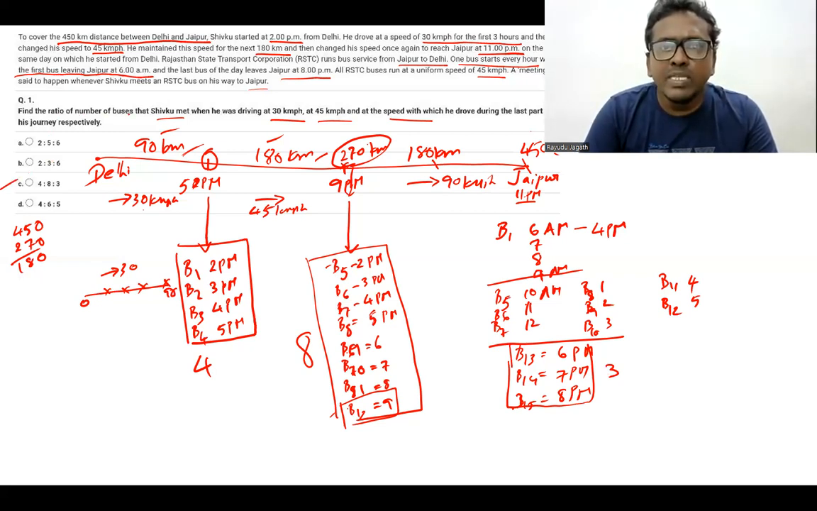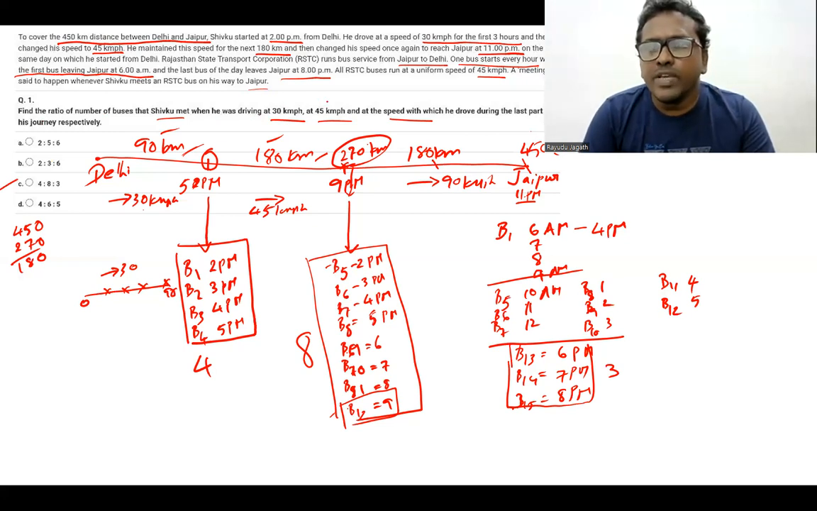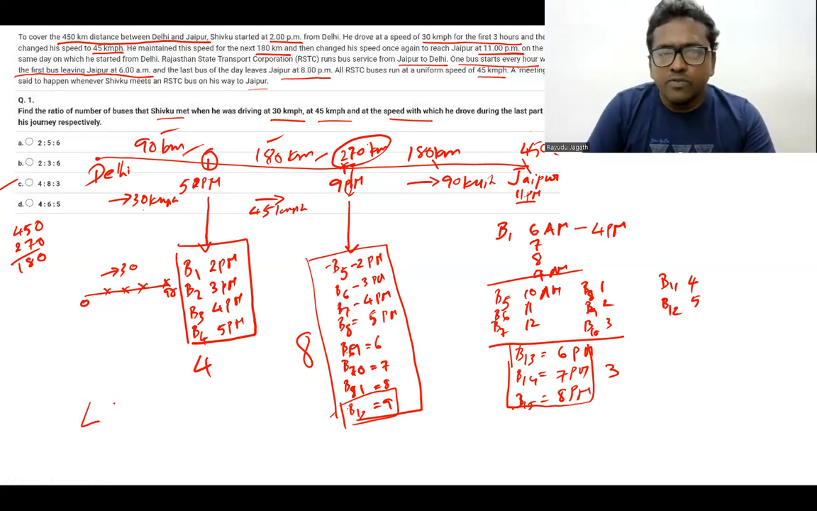Find the number of buses that Shiva met when he was driving at 30 kilometers per hour, 45 kilometers per hour, and the remaining speed, which is 90. So the answer to this question is 4:8:3. Option C.